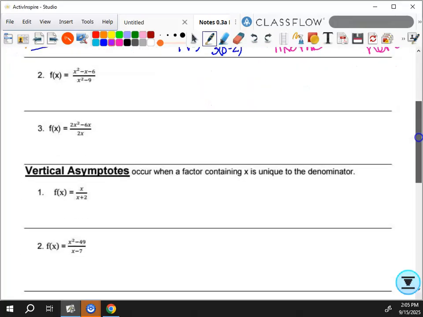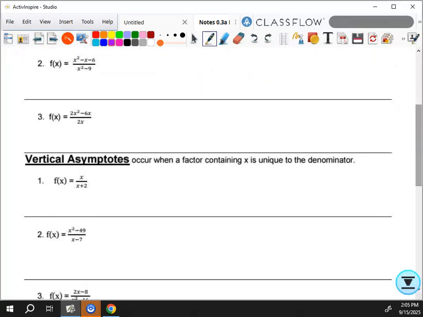So let's look at number 2. Can I cancel out the x squareds? No, I have to factor first. So when I factor, I will get x minus 3 times x plus 2 over x minus 3 times x plus 3. You have to be able to factor accurately and efficiently, right? That is an old skill that you have to have. And if it takes you forever to factor, you can't factor, I don't know what to tell you. So now can I reduce this? Yes, I can cancel those two out.